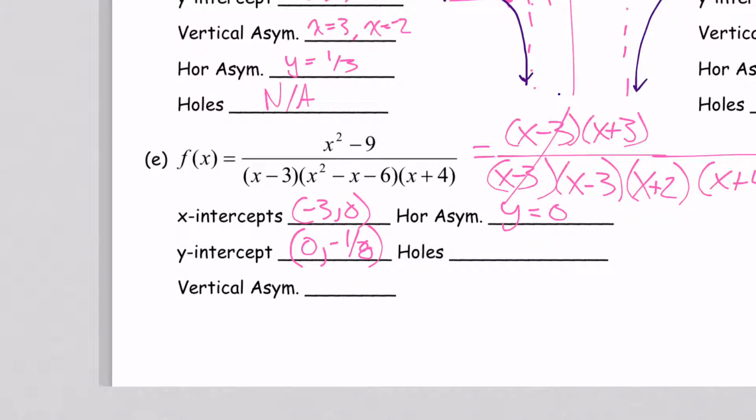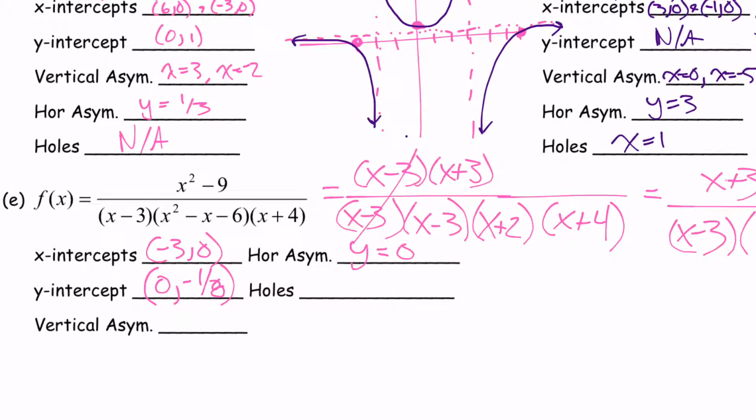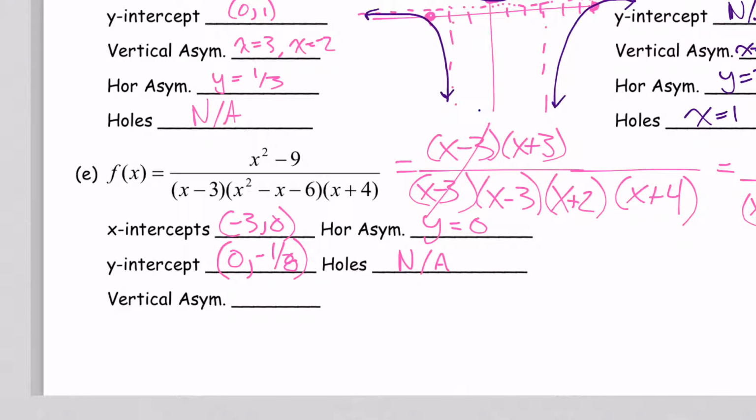Okay, holes and vertical asymptotes. This is where it gets weird. I know I removed an x minus 3 over x minus 3, but I'm actually going to say that we don't have any holes. The reason I'm going to say we don't have any holes is because I had 2 powers of x minus 3 in the bottom. So although I took one away, I still have an x minus 3 in the bottom, which actually means that I sort of, kind of, totally have a vertical asymptote at x equals 3.